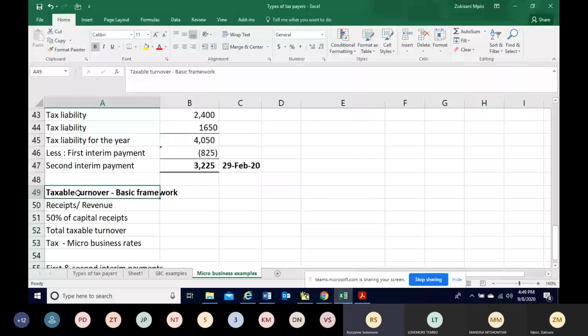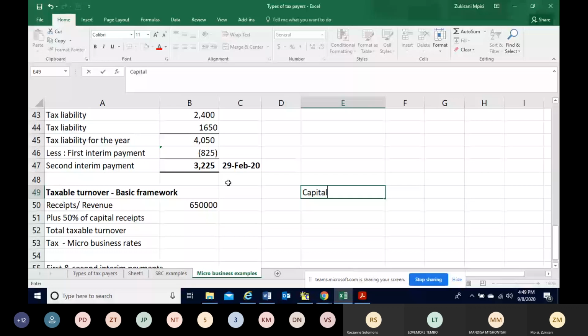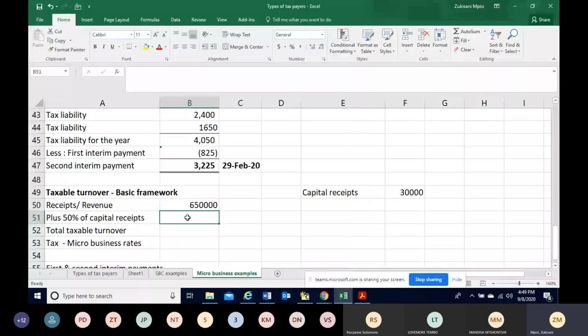Okay. But do we always deduct it, or would there be instances where we have to add it or not? The other 50%, remember, you are adding. So this is add. This is plus. So for example, if we had revenue of say 650,000, and you are given in a question that capital receipts were 30,000, this simply means that you are going to only add 50%. You are only going to add 50% of the capital receipts. That's all that you are going to do. So you're not deducting, you are only adding. Okay, perfect. Thank you so much. So your taxable turnover then becomes this amount.